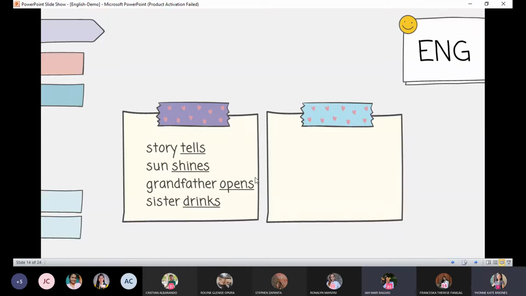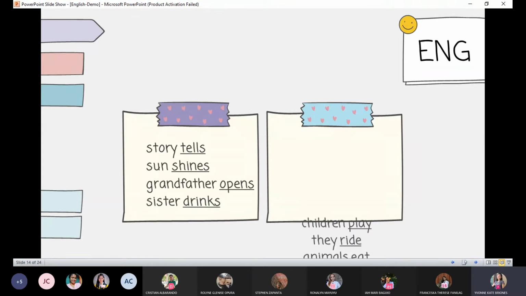So, as you can see in phrase one, what happens to the verbs here? How do they end? With S, teacher. Okay, very good. They end with S because the thing or person being talked about is singular. So the verb will end with S.